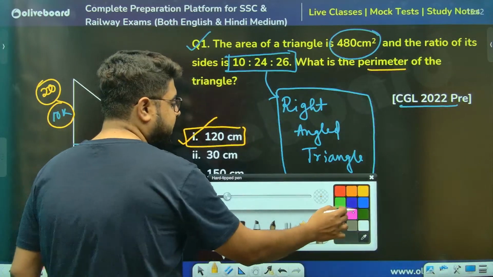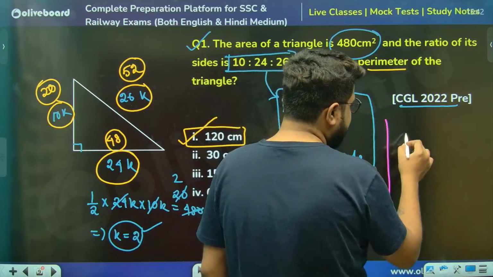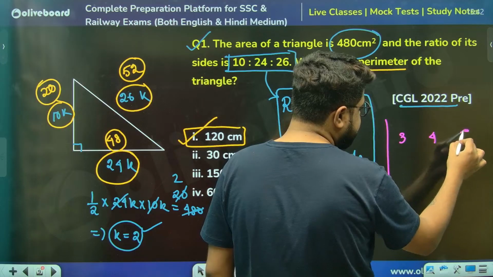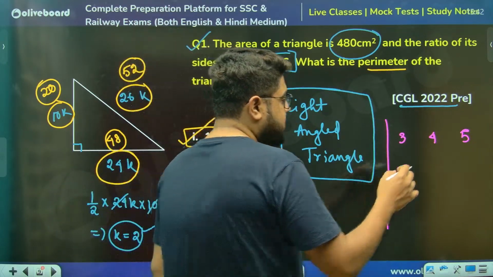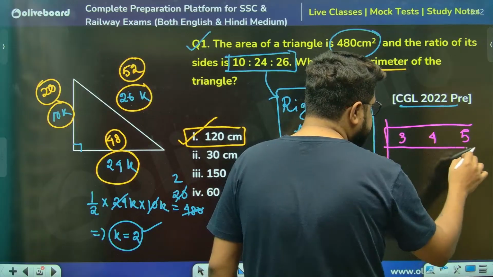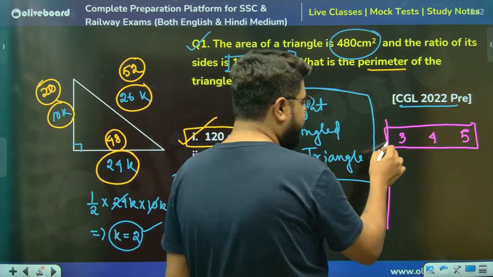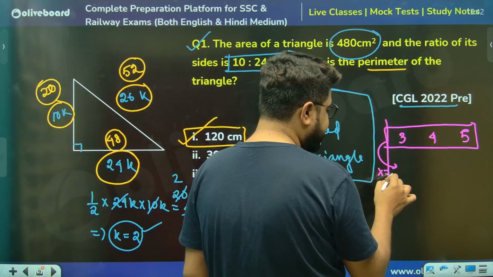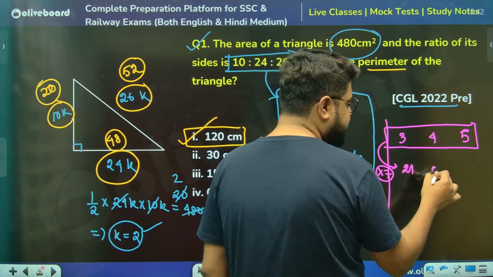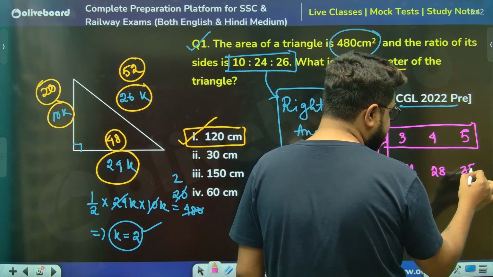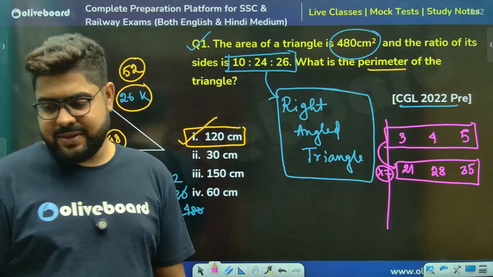Understand one simple logic about Pythagorean triplets, brother. 3, 4, 5 is the simplest Pythagorean triplet. Remember, all the multiples of this are also Pythagorean triplets. Meaning, if you multiply all these numbers by 7, 3 sevens are 21, 4 sevens are 28, 5 sevens are 35. This is also a Pythagorean triplet. You can check.